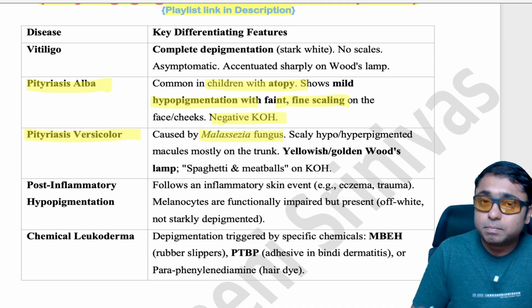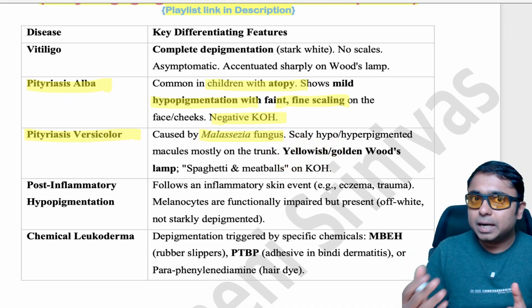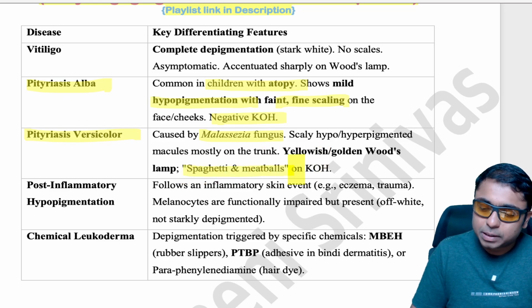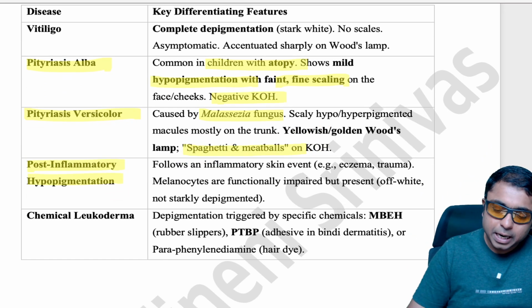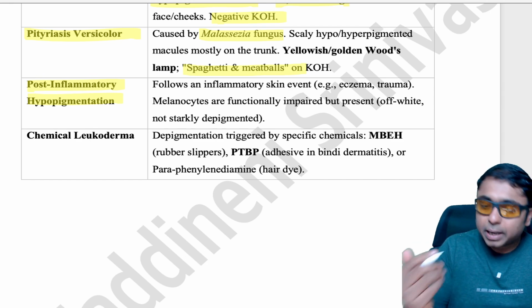Pityriasis versicolor, you have already got one of the names. Yeah, it is associated with Malassezia globosa, Malassezia furfur. And if you do a KOH, what are you going to see? You are going to see spaghetti and meatball appearance. And if you do a Wood's lamp, it's going to show yellow fluorescence. PIH, post-inflammatory hyperpigmentation.